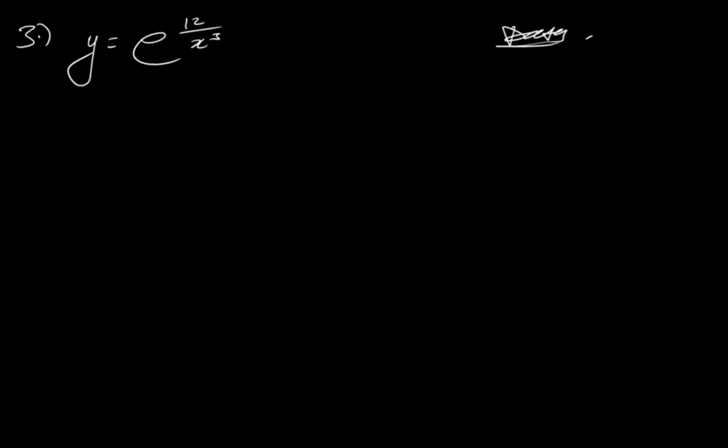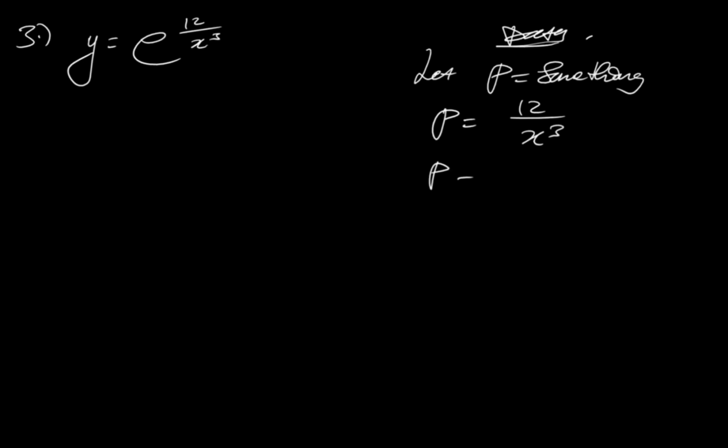Remember, e to the something, the derivative will be the derivative of something times e to the something. So let p equal to what? Something. In our case, what is something? Something is 12 over x to the third. Let's differentiate p. But before we differentiate, let's put it in a way we can understand. So p is the same as 12 times x to the minus 3. So in this manner, we can differentiate easily.